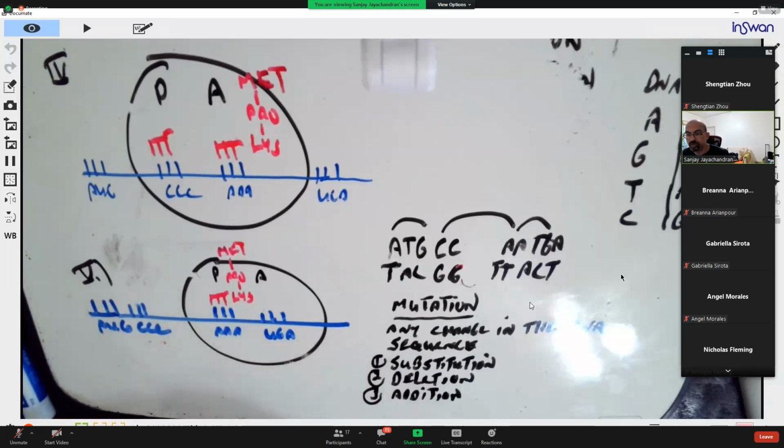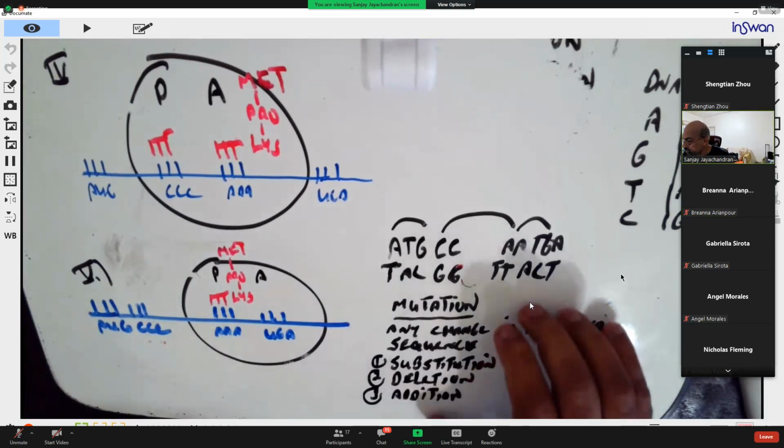What does premature mean? Before it's meant to be. Before it's meant to be, right? And so you're going to get a bigger protein or a smaller protein? Smaller, usually non-functional protein. The mutations are important, right?